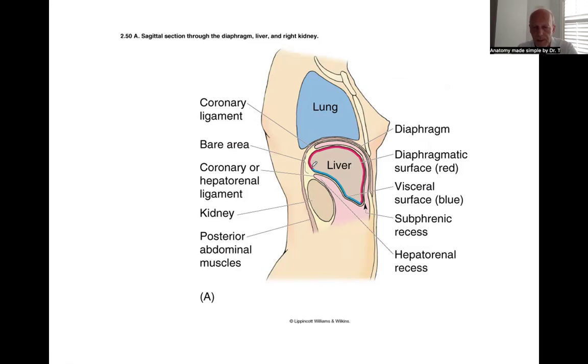Most of its surface is in direct contact with the diaphragm, of course, not being adherent to it, but just physically very close. And it conforms with its shape and texture to the smooth underside of the diaphragm. So highlighted in red is part of the liver that we consider to be its diaphragmatic surface.